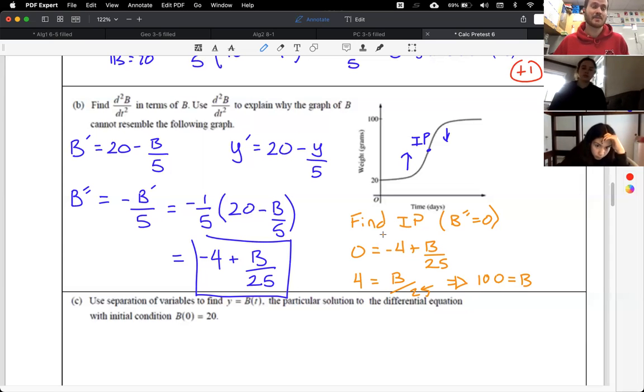And remember, this is capital B. This is not T. This is capital B. Capital B will be 100. We'll check it out. Where's 100? 100 is right here. The inflection point is not at 100. The inflection point is wrong.